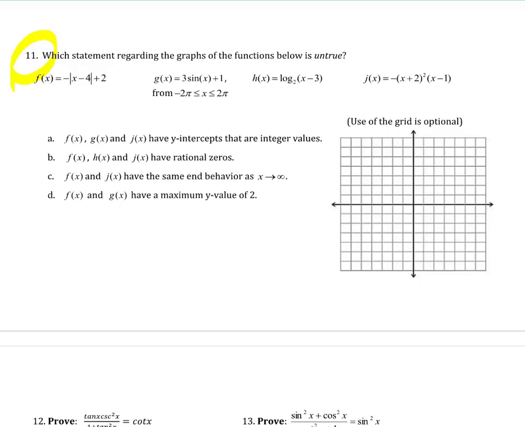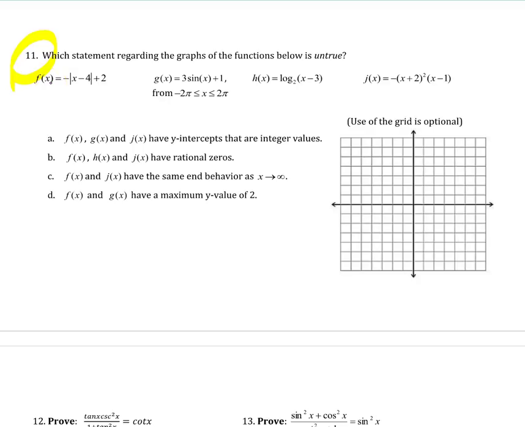All right, last question, number 11. Which statement regarding the graphs of the functions is untrue? So when I look at each of the questions, or I should say answers, it looks like we're talking about y-intercepts, zeros, end behavior, and maximum values. So it's going to be very helpful to figure out what each of these functions looks like. So that's why we have this nice grid here.